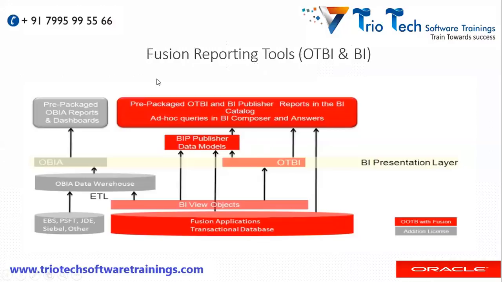This is a technical architecture diagram of how OTBI and BI Publisher work. At the base, you have the Fusion Application Transactional Database. At the very base, you have your transactions or your database, that is the Oracle database, which, to be specific, is also normalized at the fifth normalization level.